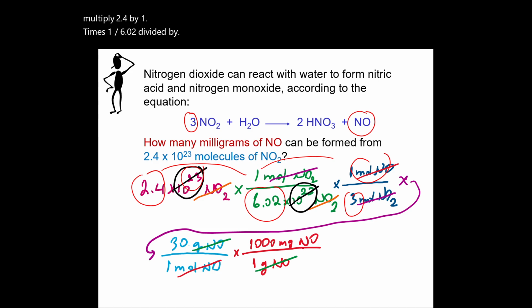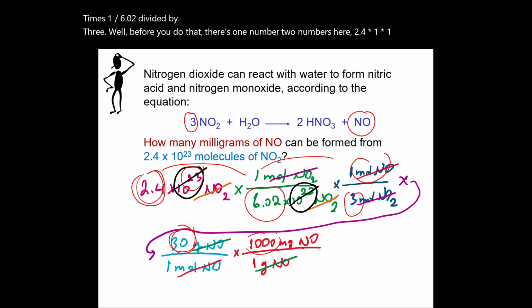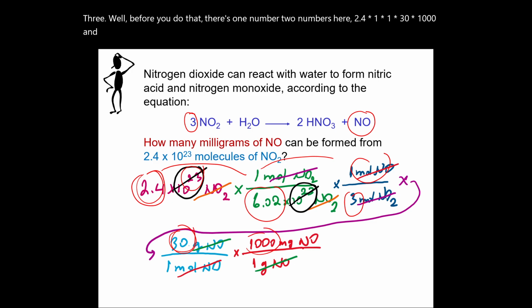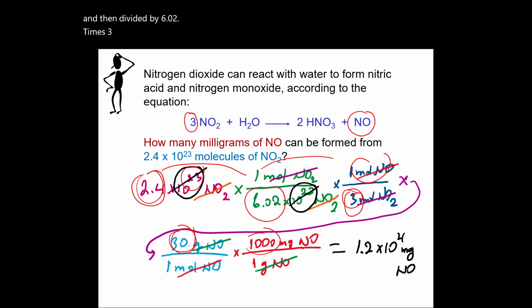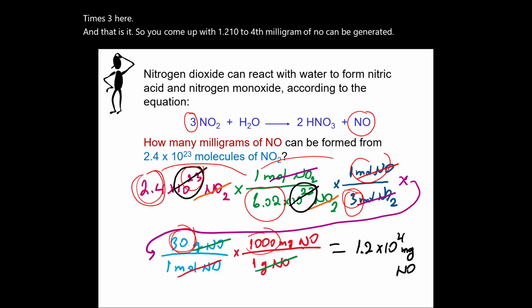Well, before you do that: 2.4 times 1 times 1 times 30 times 1,000, and then divided by 6.02 times 3 here, and that is it. So you come up with 1.2 times 10 to the 4th milligrams of NO that can be generated. Well, that is what we have.